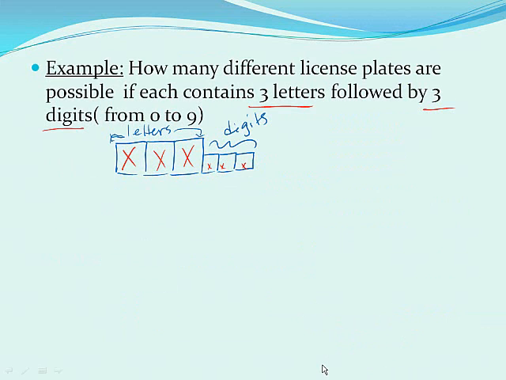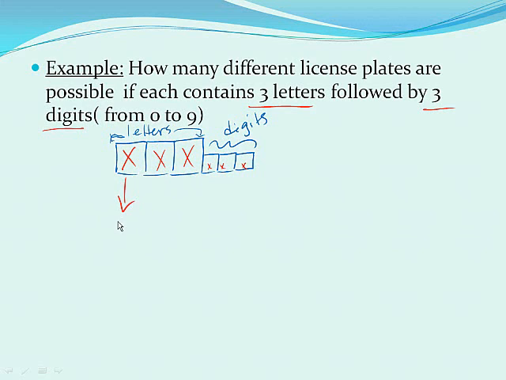There is one more example. How many different license plates are possible if each contains 3 letters followed by 3 digits? That is 0 to 9. This is how a license plate will look like. We have 3 letters followed by 3 digits. We are going to count it.